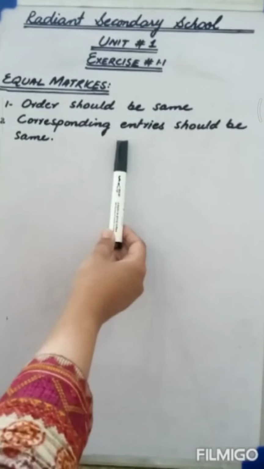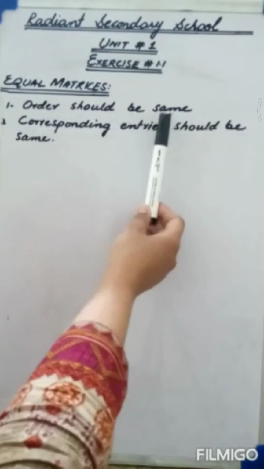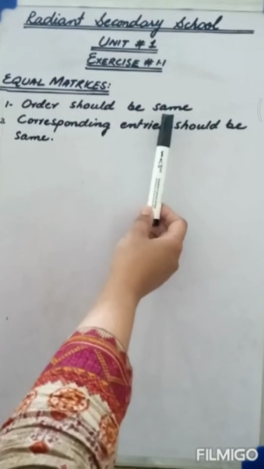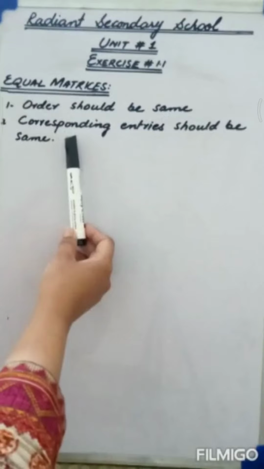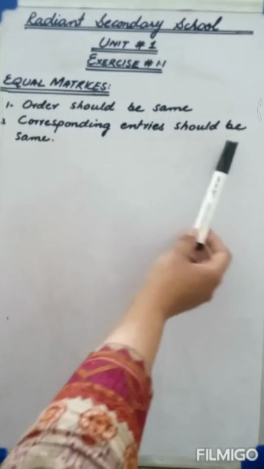Now next we are going to discuss equal matrices. Two conditions must be satisfied. Number one, their order should be the same. And what is the order? That is row by column. And number two condition is that corresponding entries should be the same.